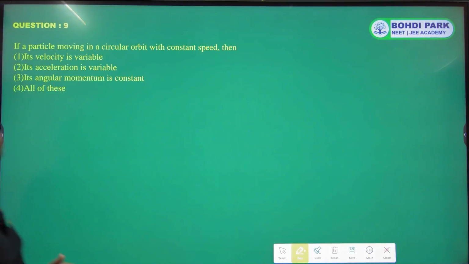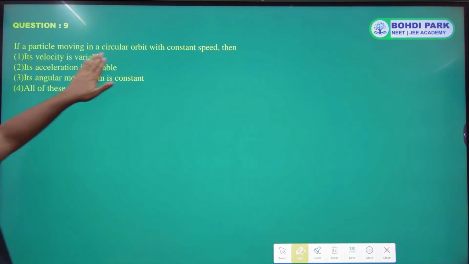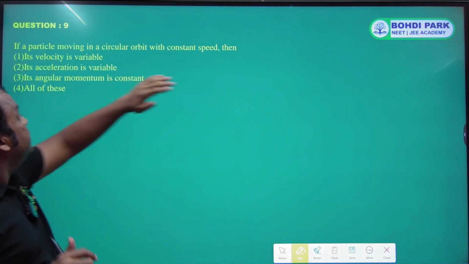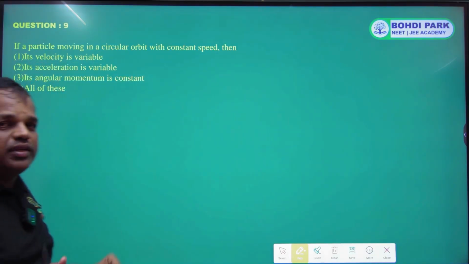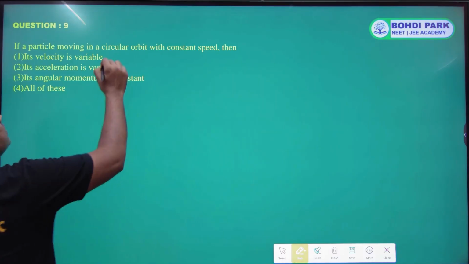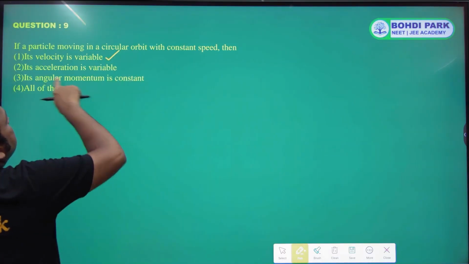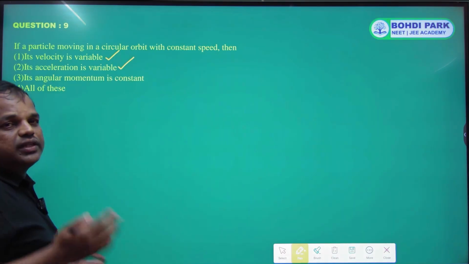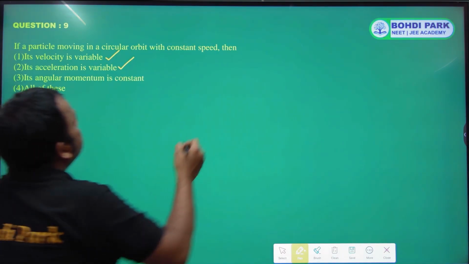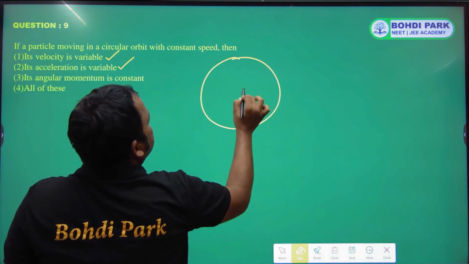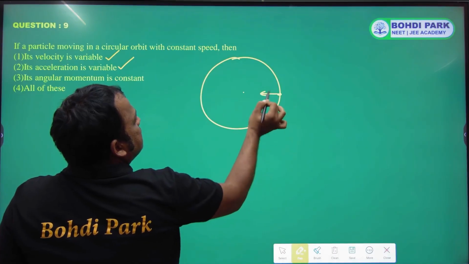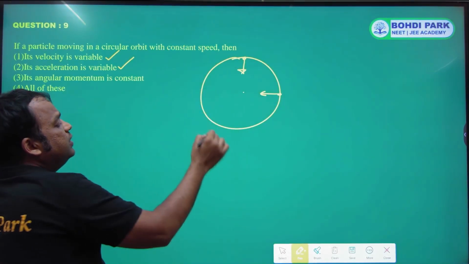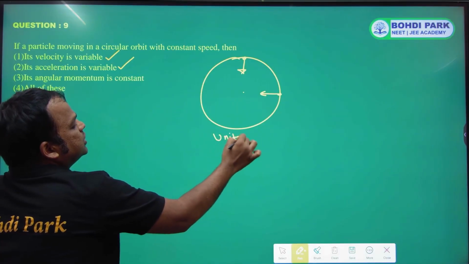Ninth question. If a particle is moving in a circular orbit with constant speed, its velocity is variable. That's true because direction is changing. If its acceleration is also variable, this is also true because direction of acceleration is changing in uniform circular motion. We have already discussed. At this point, this is the direction of acceleration. At this point, this is the direction of acceleration. Okay.